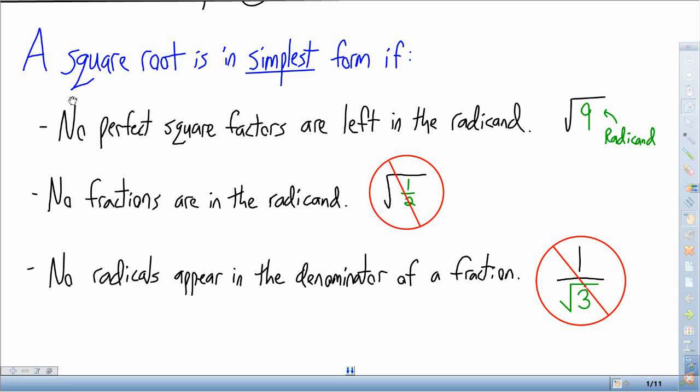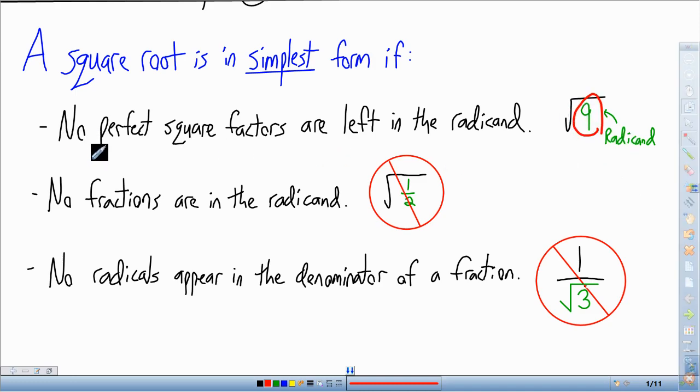Basically this whole lesson is about simplifying square roots. It says a square root is in its simplest form if, first, no perfect square factors are left in the radicand. First, some of the words: we have the radical sign, which is just this square root symbol here, and the radicand is whatever is in the radical. So the 9 would be considered the radicand.